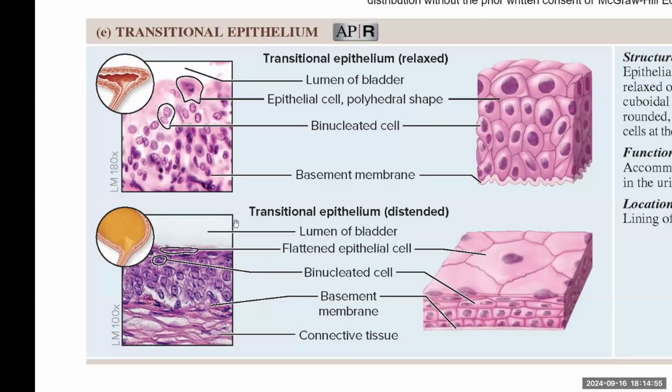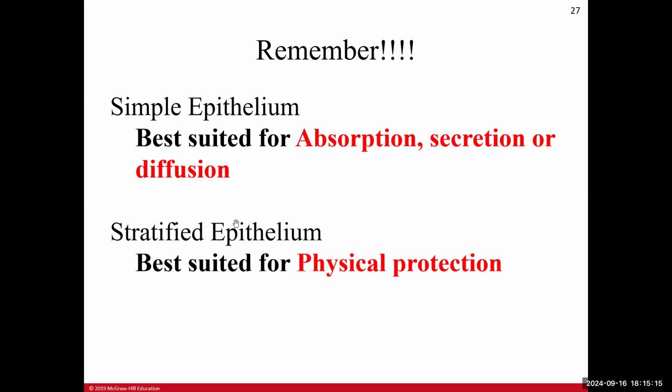Then in our stretched state, when the bladder is full, you'll see the apical cells here are now more compressed because the urine is pressing down on them. And so again, very difficult to see in this particular slide, but we still have binucleated cells in that epithelium there. All right, good slide to pay attention to here. Simple epithelium, you want to think of absorption, secretion, and diffusion. And then our stratified, protection. Okay, protection. Just a rule of thumb.